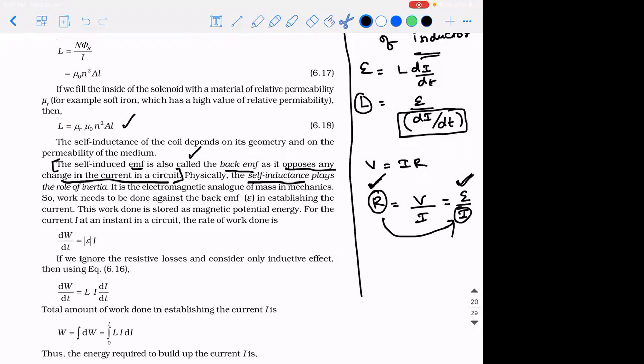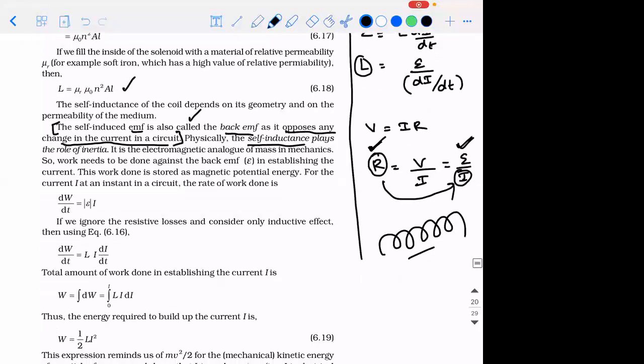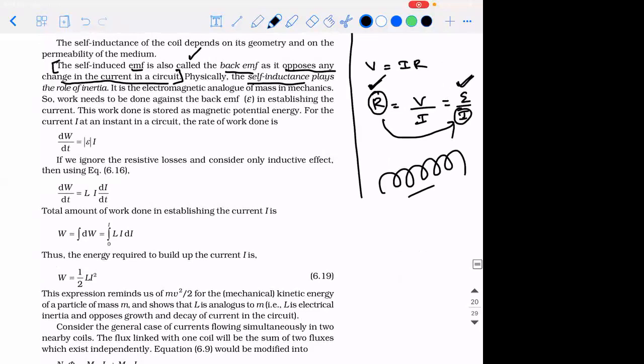And the symbol used for inductor is something like this. Don't mistake it as a solenoid. It is not a solenoid. That is the symbol used. Sir, is it just a solenoid or a solenoid with a bar in the bottom? No, nothing. It is not a solenoid. That's what I'm saying. Don't get confused with a solenoid. This is an inductor. No bar. This is an inductor.